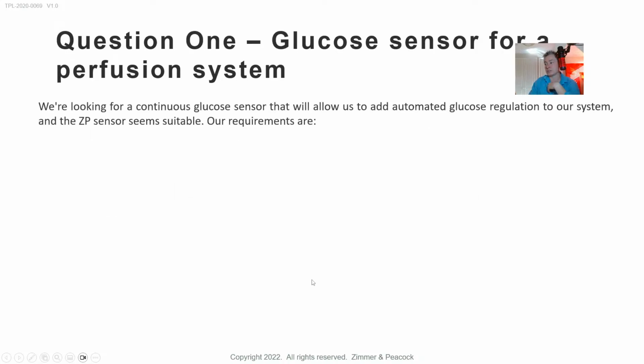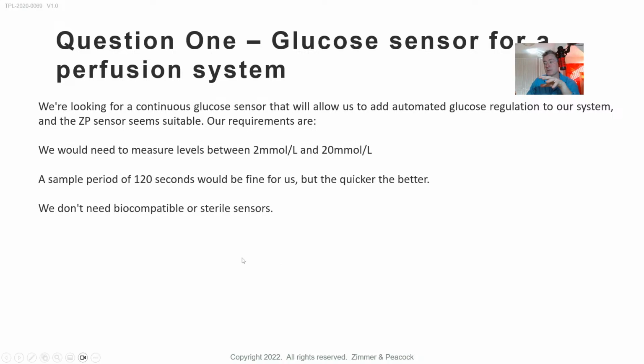Question number 1, it was quite a long question. Somebody wants to put a CGM in a continuous flow stream and do continuous measurement. That's completely fine. I mean, at ZP, I think a third of the business is around continuous glucose monitoring. We often do it by putting sensors transdermally, into the skin, but they want to measure between 2 millimoles per liter and 20 millimoles per liter. So that's 2 millimolar and 20 millimolar. That's completely fine. That is the clinical range, and they're probably choosing it because they're somehow involved with human health.